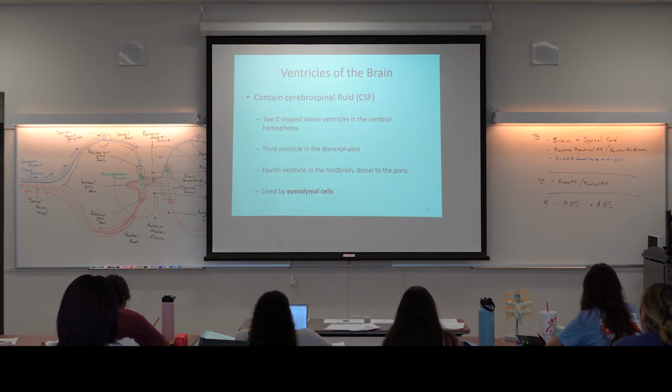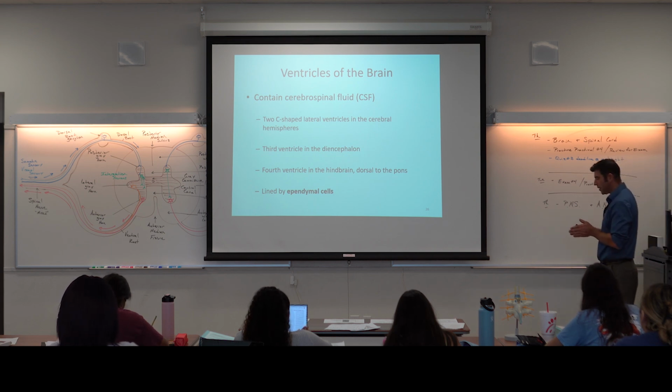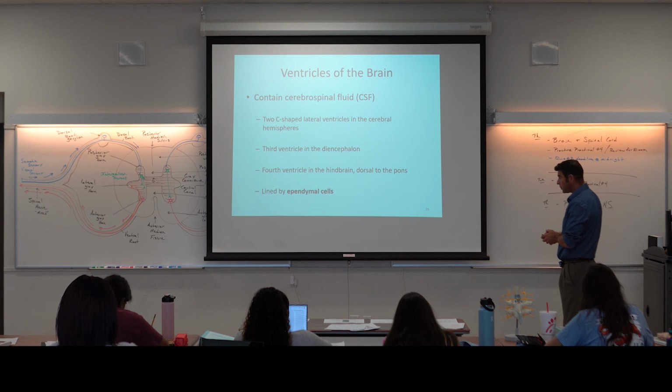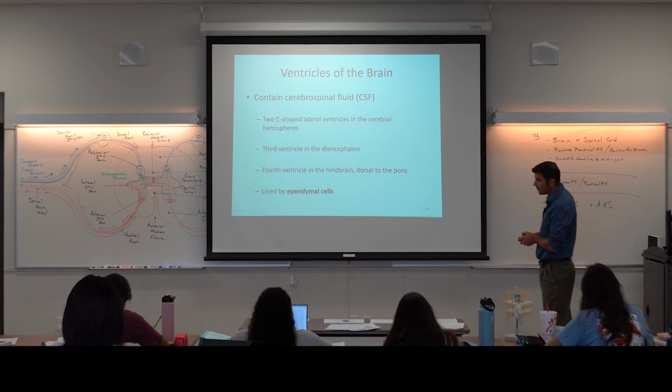Ventricles, like we said, we put these on the board last time. We found them on the models. There are those two C-shaped lateral ventricles in either cerebral hemisphere. They both drain their fluid into the third ventricle. And then from the third ventricle, found between the two thalami, we see that fluid goes down to the fourth ventricle. Each ventricle and even that central canal are going to be lined by those ependymal cells.